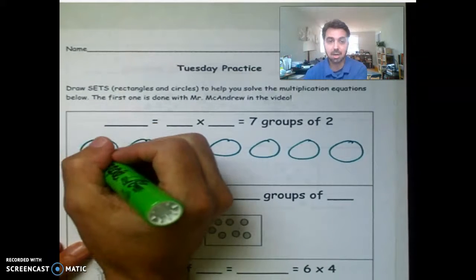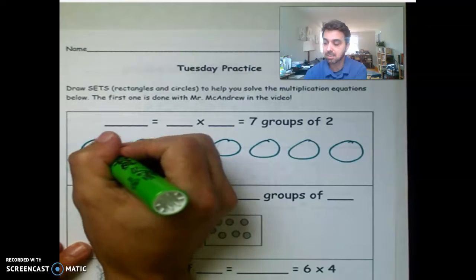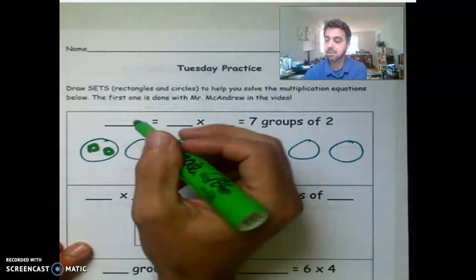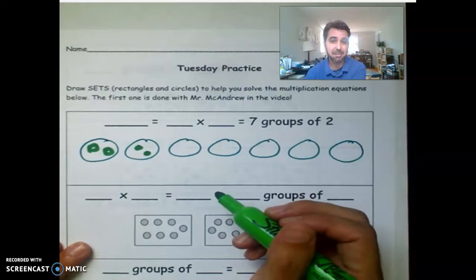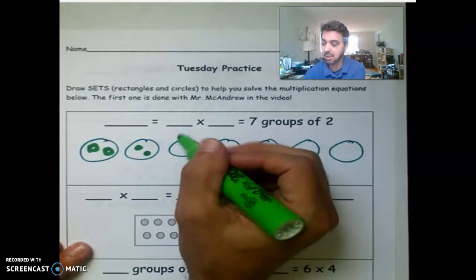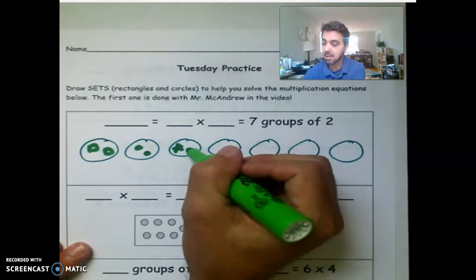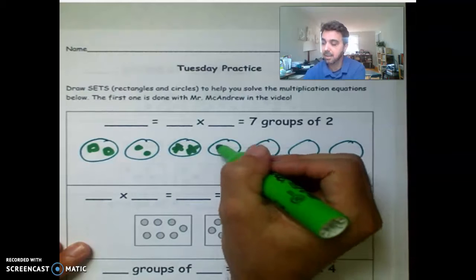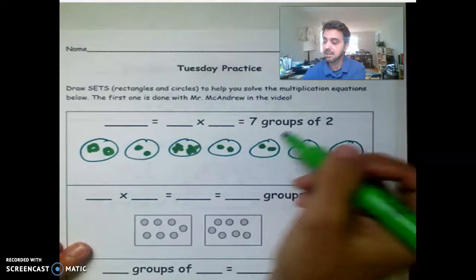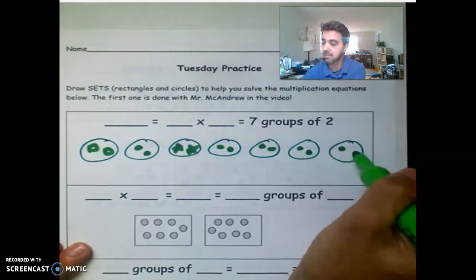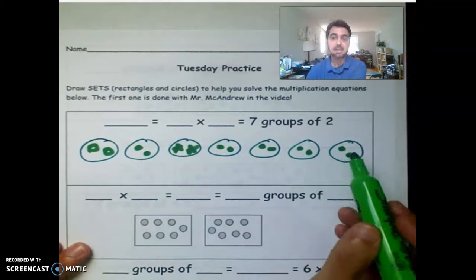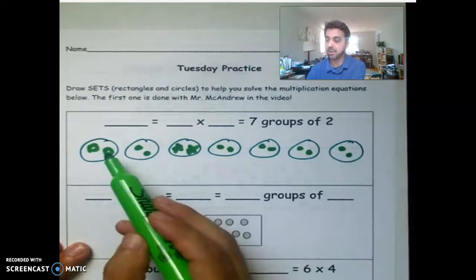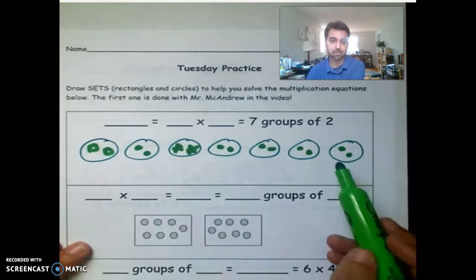Now I could draw 2 rectangles, I could draw 2 dots, right? It doesn't really matter what you draw as long as there's 2 of them. I could draw 2 stars, okay? I'm just going to do dots right now because it makes it a little bit easier. Okay, so I have 1, 2, 3, 4, 5, 6, 7 groups, and there's 2 in each group.